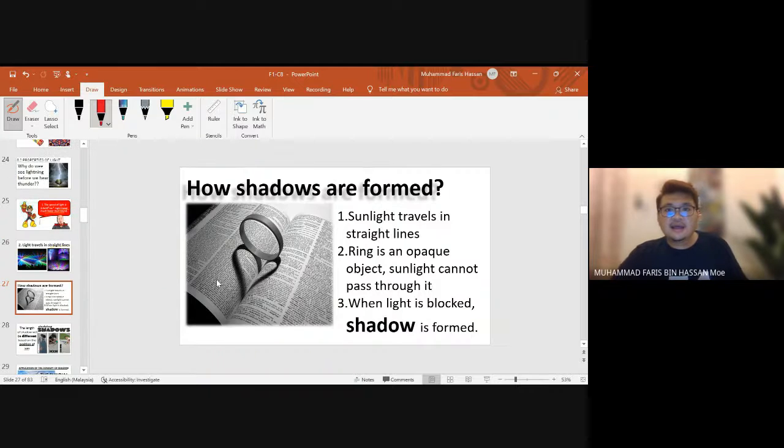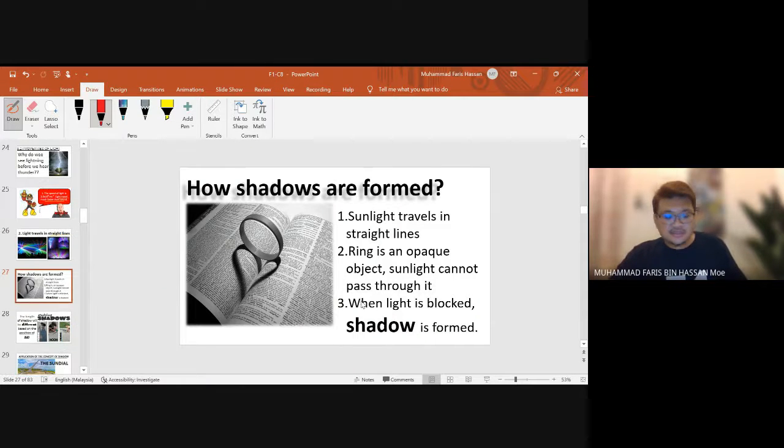And then the third property of light is how shadows are formed, where sunlight travels in straight lines. The ring is an opaque object. Sunlight cannot pass through it. And when light is blocked, a shadow is formed.